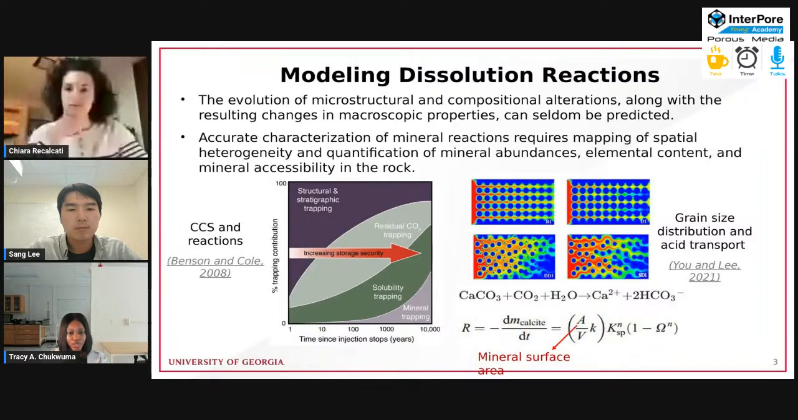Things like that are usually more accessible at the pore scale, but continuum scale models or approaches address things at a larger scale called the continuum scale or the Darcy scale. So to accurately characterize these mineral reactions, we need to take into account the spatial heterogeneity of our rock structure, the mineral abundances we have, and how the distribution of these reactive minerals is in our rock structure, the elemental content, as well as how accessible that mineral is to pathways in which the reactive fluid is going to access these surfaces.